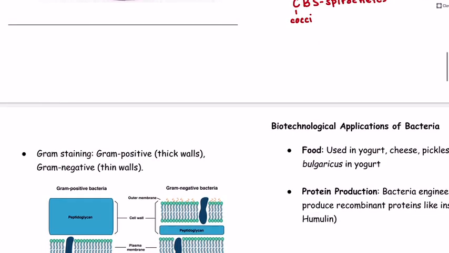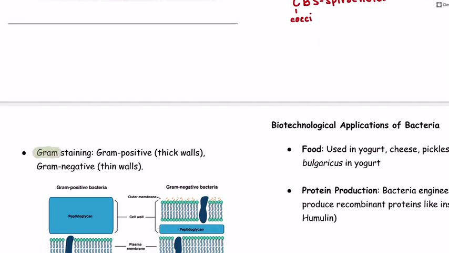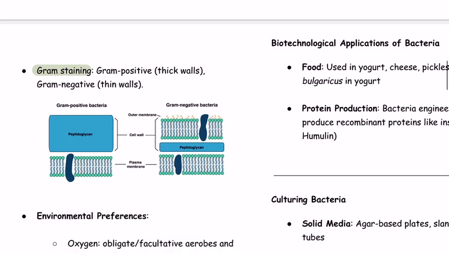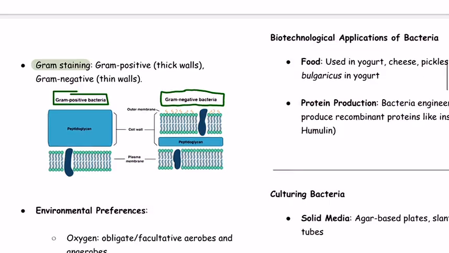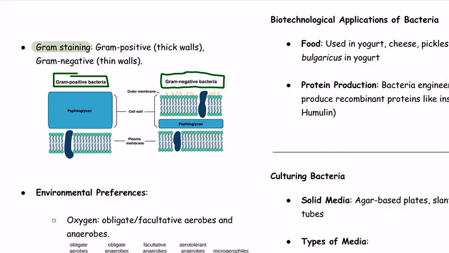Let's talk about gram staining. There's always going to be a picture of two different bacterial strains, and you have to identify whether they're gram positive, which is going to be the ones with the thicker walls, or that thick peptidoglycan layer, or gram negative, and these are going to have that thin peptidoglycan layer. Gram negative bacteria is usually harder to kill with antibiotics.